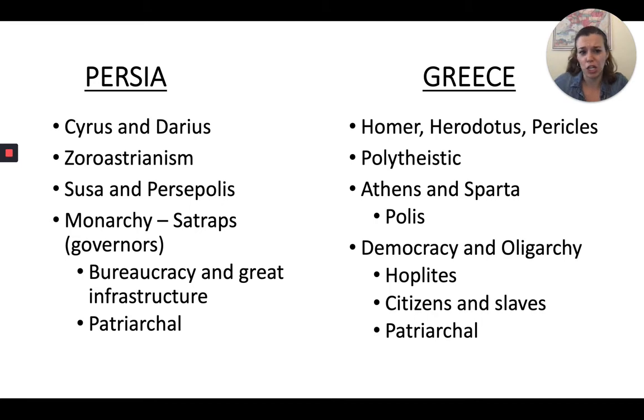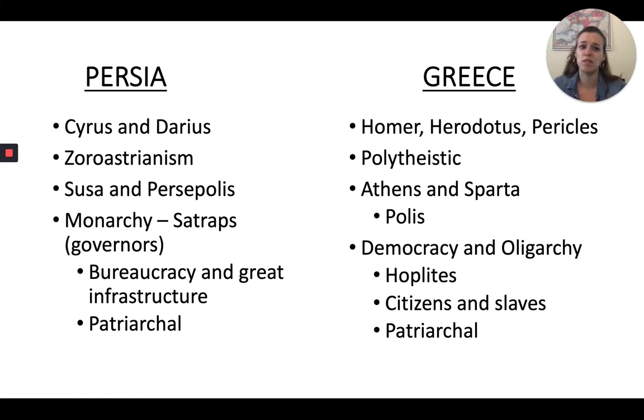All right, if we're going to generally compare Persia and Greece, some significant people to know for Persia: Cyrus, Darius; for Greece, Homer, Herodotus, Pericles. Persia is going to practice Zoroastrianism. Greece is just very polytheistic. Important cities are going to be Susa and Persepolis for Persia, whereas Athens and Sparta are going to be the ones for Greece. Persia is going to have a monarchy with the use of satraps as governors. So a complex bureaucracy, great infrastructure, very patriarchal.